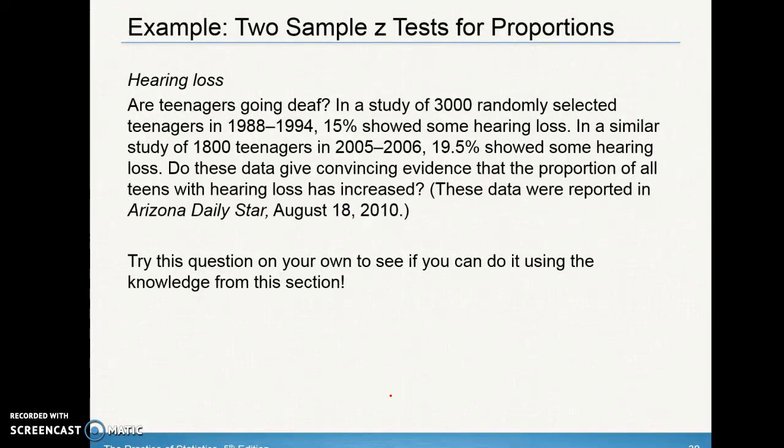Are teenagers really going deaf? In a study of 3,000 randomly selected teenagers in 1988 to 1994, 15% showed some hearing loss. In a similar study of 1,800 teenagers in 2005 to 2006, 19.5% showed some hearing loss. Do these data give convincing evidence that the proportion of teens with hearing loss has increased? Please keep in mind that this question is a test of significance, not a confidence interval, because we just want to see if it's increased. We're not estimating how much it's increased. So try it on your own and see if you can do it.